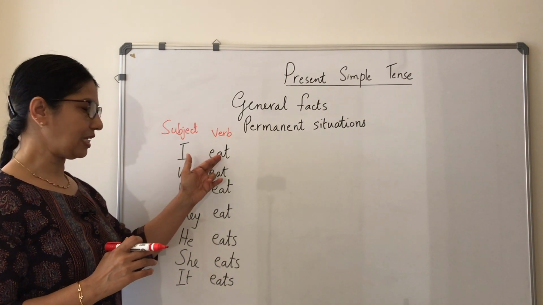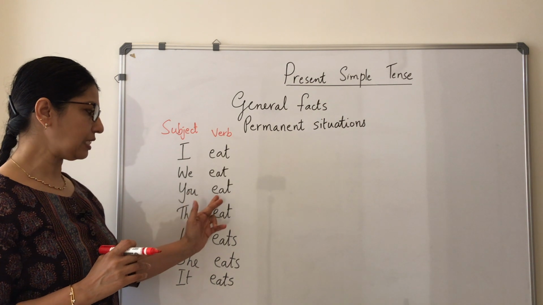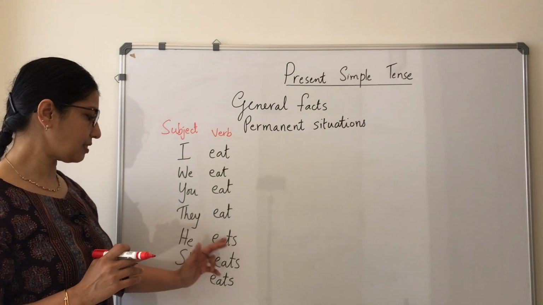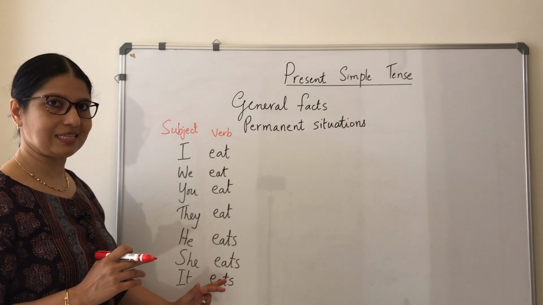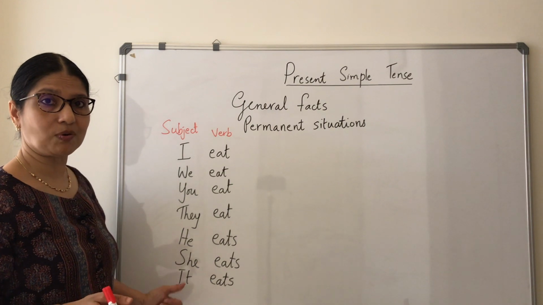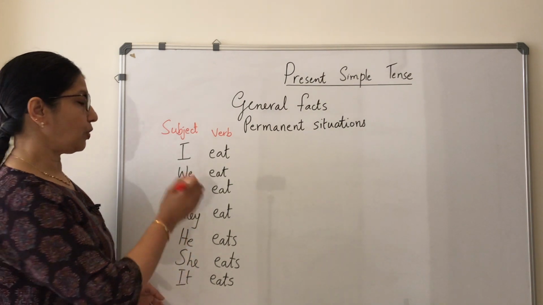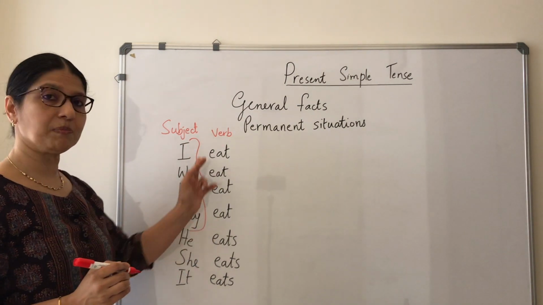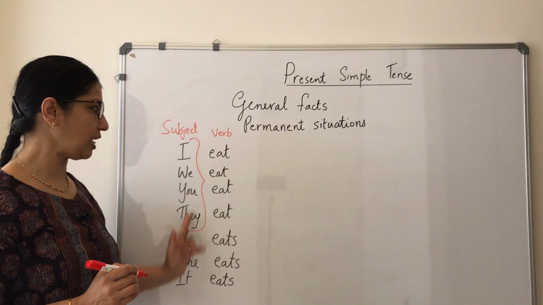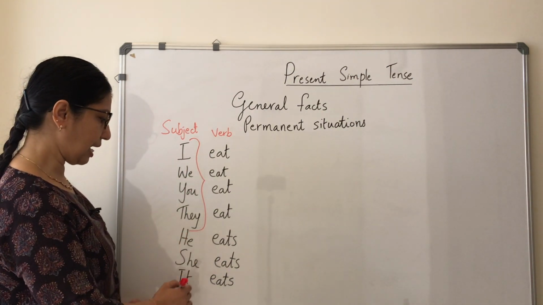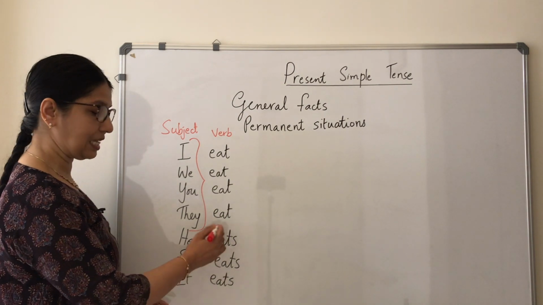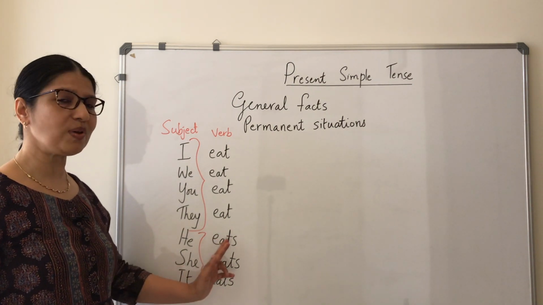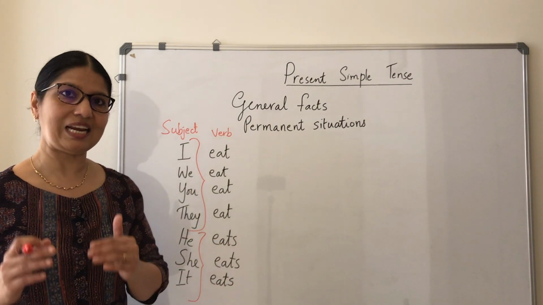With I, we have eat, we eat, you eat, they eat. But below that, you have he eats, she eats, it eats. Here, I'm talking about a cat: the cat eats. So you can see that I, we, you, and they take the same verb form. But he, she, and it, the singular pronouns, take eats. So there's a change here in the verb. You have the verb with S. We will talk about that in detail in a minute.